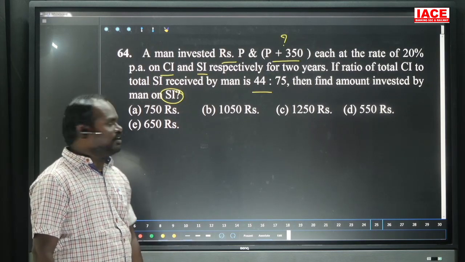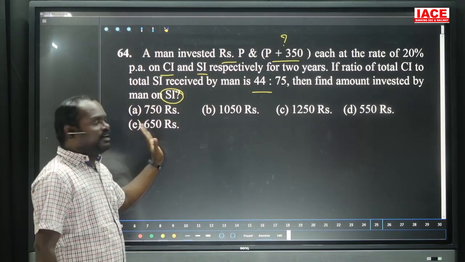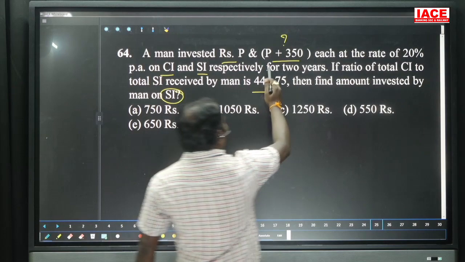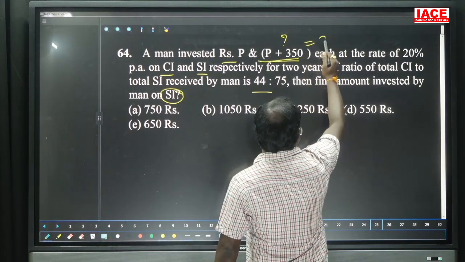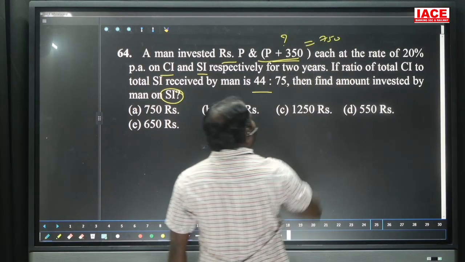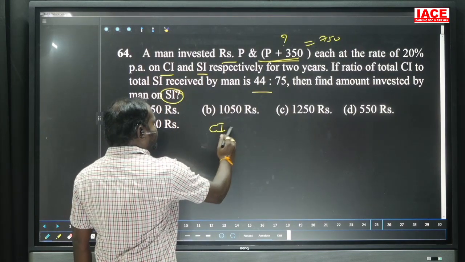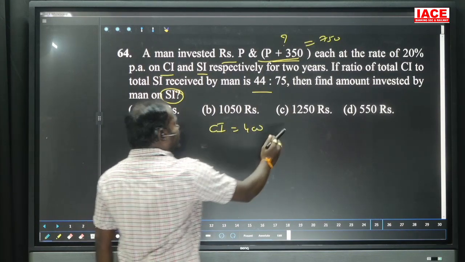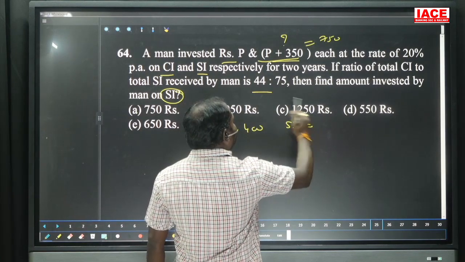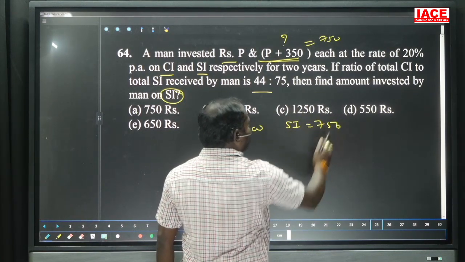As per the options, what is the first option? 750. That means if P plus 350 is equal to 750, then what will P be? 400. So P will be 400. At compound interest, 400 rupees was invested, and at simple interest, 400 plus 350, that is 750 rupees, was invested.